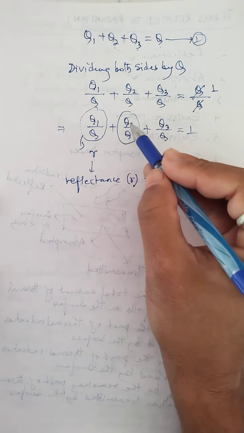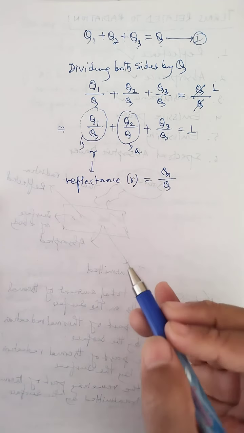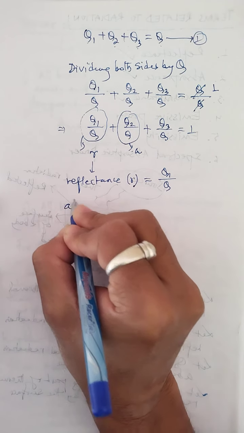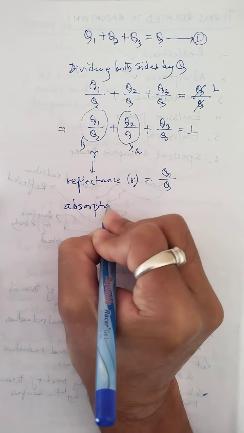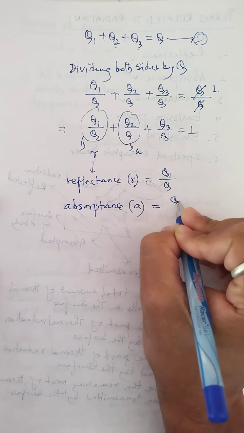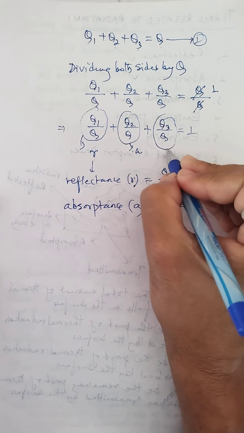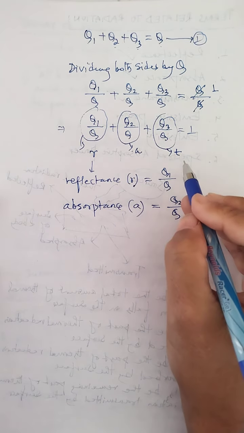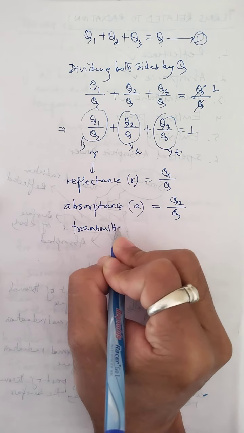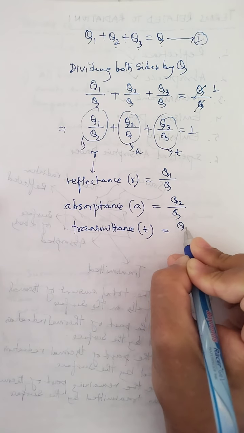Similarly, this factor Q2 by Q is expressed by the symbol A, and A is called absorptance. So write down absorptance, marked by the letter A, and A equals Q2 by Q. Similarly, the third factor is marked by the small letter t, and this small letter t is called transmittance. It is symbolized by small t, and t equals Q3 by Q.